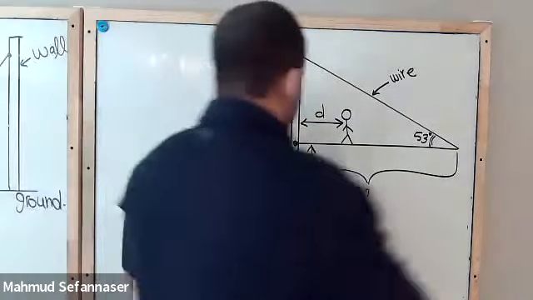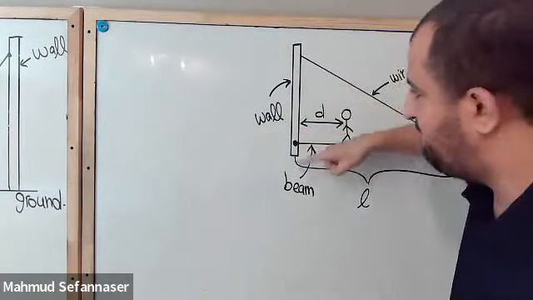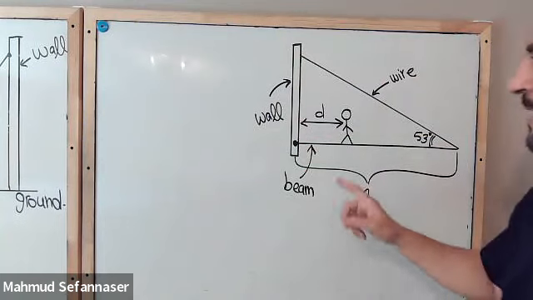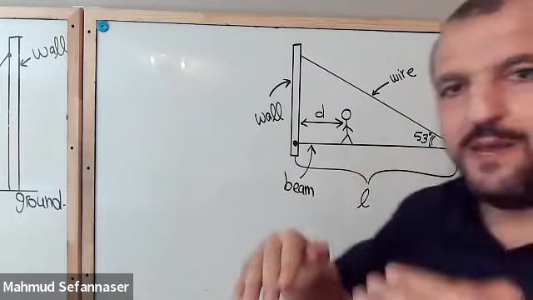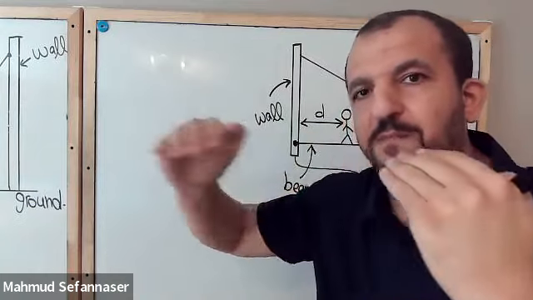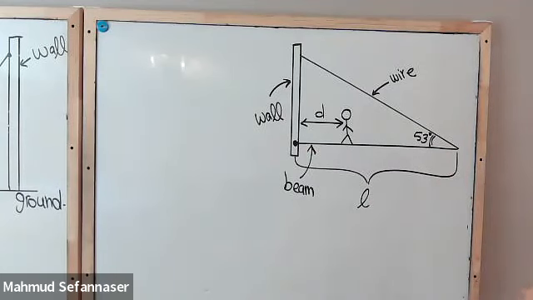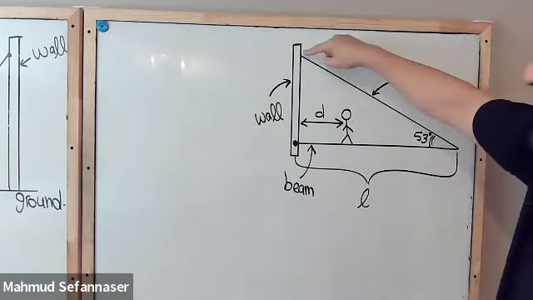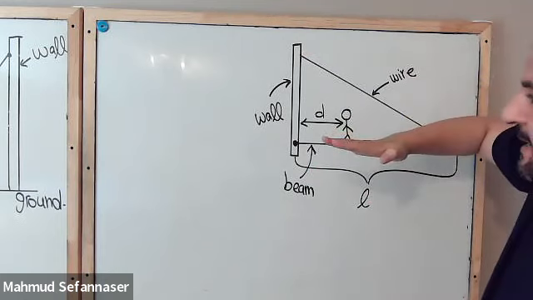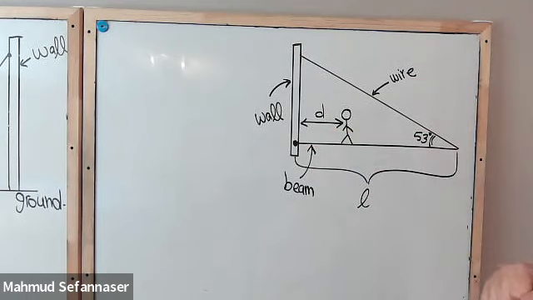So here, guys, we have a wall. So this is a wall right here. Here, we have a beam. So this is a beam, like maybe a piece of wood or piece of metal, for example. So we have a beam right here. We have a wire that connects this end of the beam with the wall, so that can keep the beam horizontal. That is very nice.